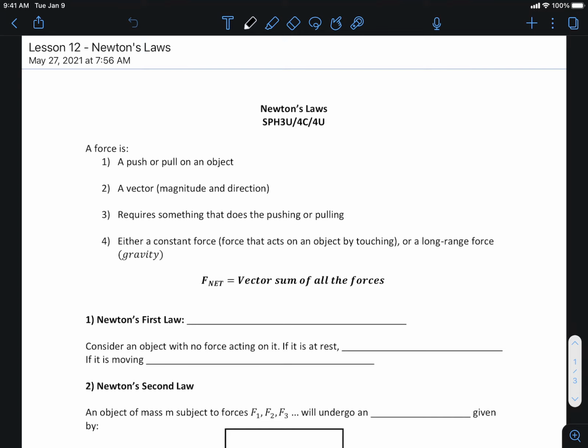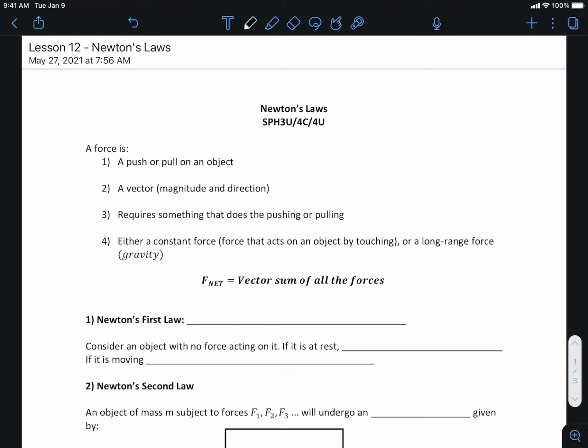So Newton's laws, okay? A force, they defined a force in the video, right? It's either a push or pull on an object, okay? It's a vector, so it has magnitude and direction. It requires something that does the pushing or pulling, okay? And it's either a contact force, a force that acts on an object by touching, or a long range force. Gravity would be an example of that, okay?